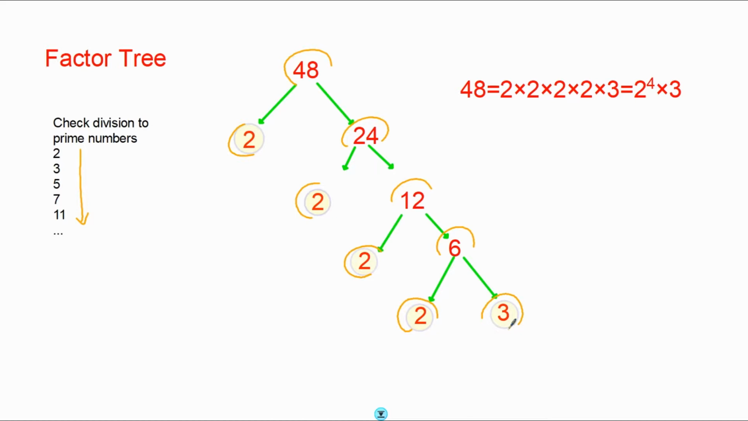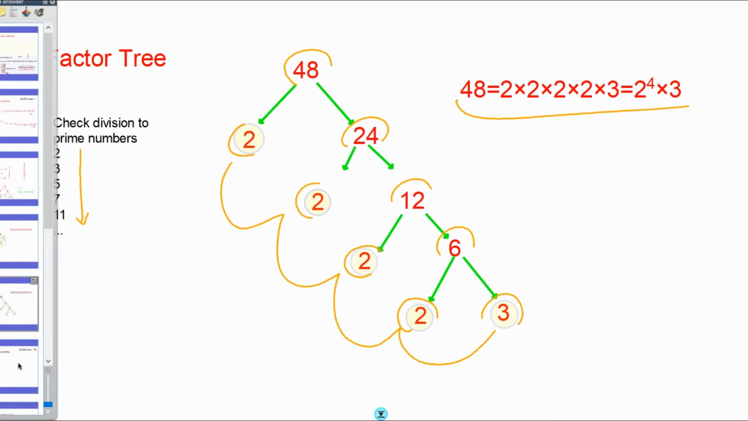And as you can now see in this example, what we have is 2 times 2 times 2 times 2 times 3. So we can write the same thing, 48 equals 2 times 2 times 2 times 2 times 3, which is 2 to the power of 4 times 3.